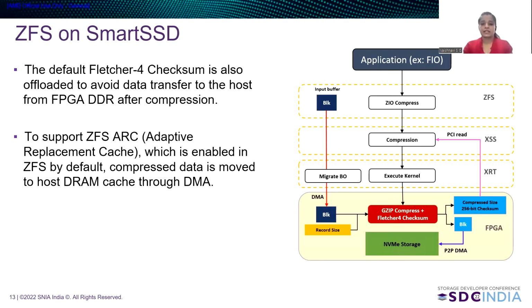Another factor which had to be considered while enabling P2P flow is the adaptive replacement cache in ZFS. ZFS by default has the cache enabled. So to support the default settings of ZFS, the compressed data in the FPGA DDR is moved to the cache by performing a DMA using XRT API. Note that this transfer of compressed data to the host is only to update the ARC, which is required for the read operations to find the recently used data in the cache. Finally, at the stage of writing the compressed data to the disk in ZIO pipeline, the compressed data is moved to SSD directly from the FPGA DDR.